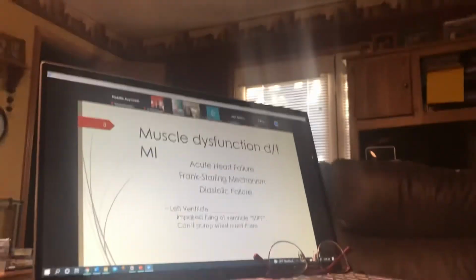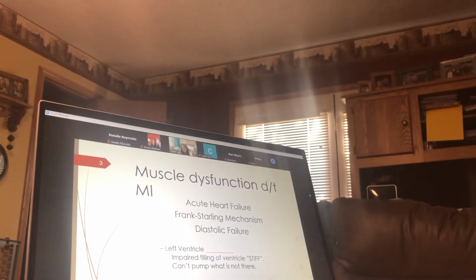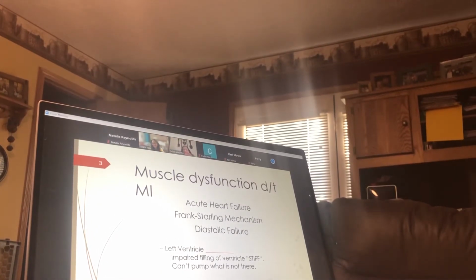The Frank-Starling mechanism. Nikki, do you know what that is? Can you remember anatomy? My anatomy was 17 years ago. It's been a while then. Anybody else? I did talk about it in one of the past semesters, but I don't remember exactly. Okay. Anybody had anatomy recently, remember?